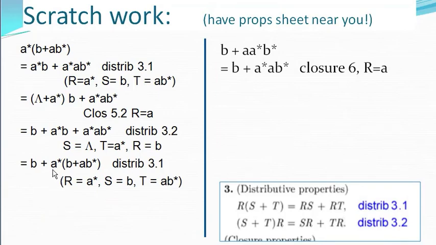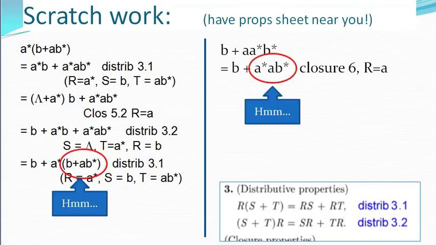You know, I can turn this into A star B plus A B star by distributive 3.1, right? You're kind of used to this. I get my reasons. But now I'm wondering whether really I'm getting anywhere, because this sure doesn't look like I can turn it into that.